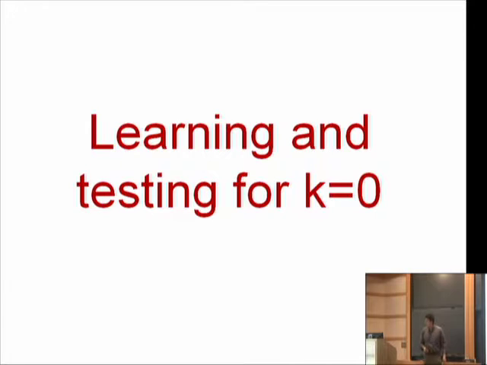Now I want to turn to learning and testing for k equals 0. First we'll start with the learning problem. k equals 0 means, again, it's a zero-modal distribution. So we just have some probability distribution over the points 0 through n, and the PDF is monotone increasing, say. And we want to learn it using few samples and an efficient algorithm. This, again, is prior work. Berger did this back in the 80s.